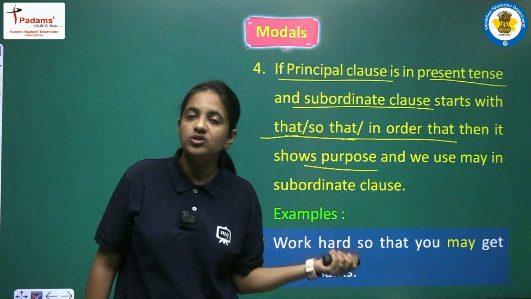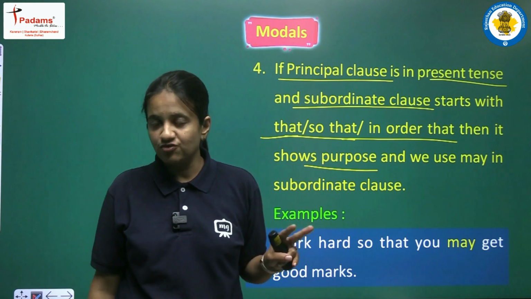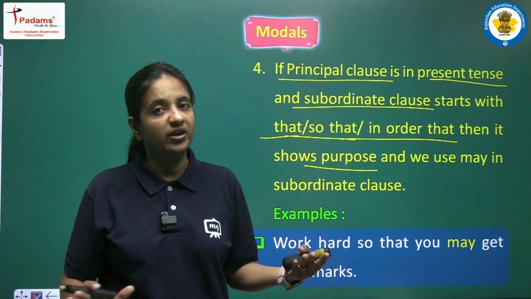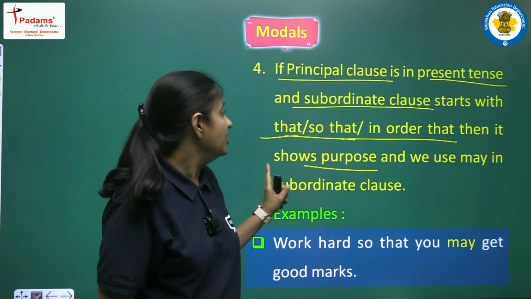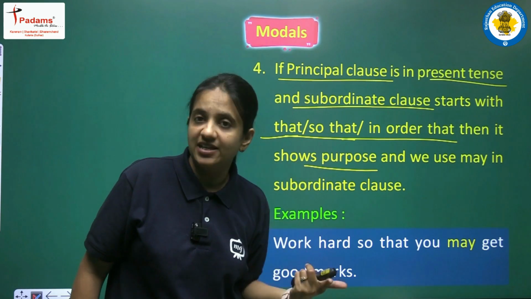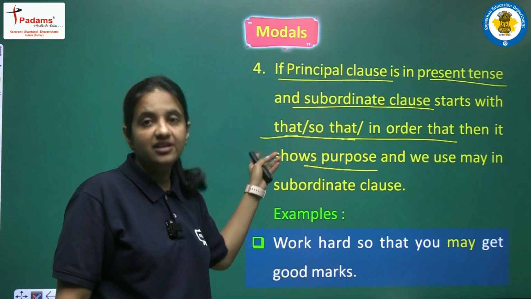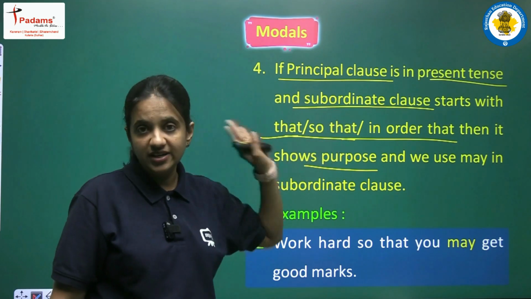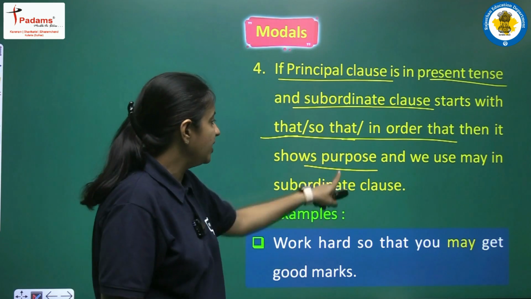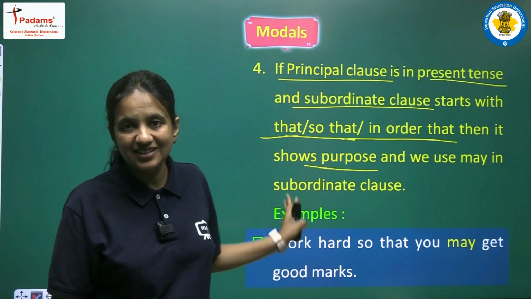According to this rule, in a sentence there should be two clauses first of all. One should be the principal clause and the second should be the subordinate clause. Now the principal clause should be in the present tense, and the subordinate clause should start with that, so that, or in order that. Then in the subordinate clause we can use may to show purpose. So let's see the example to clear this rule.